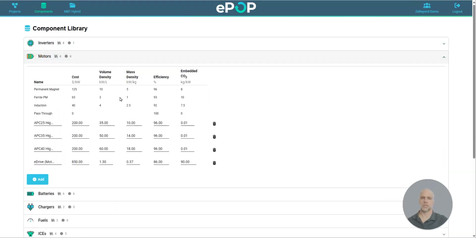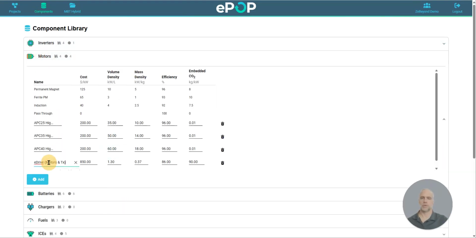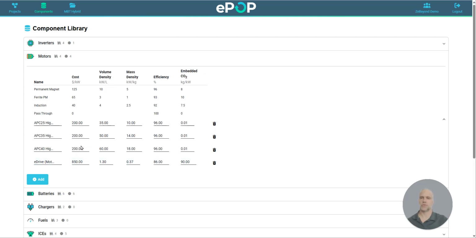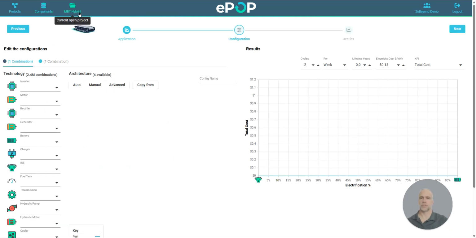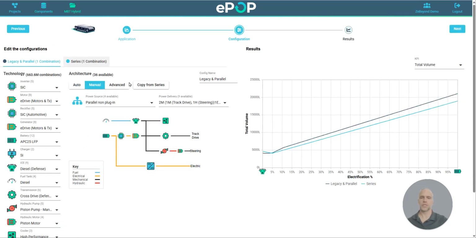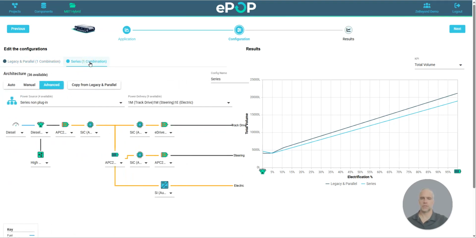Here too, you can see the e-drive motor and transmission combined together. The characteristics of that will come in useful for series configurations. So this is a parallel configuration. These are the technologies applied through the power flow, through the powertrain configurations. Next, we'll move on to the series configuration.